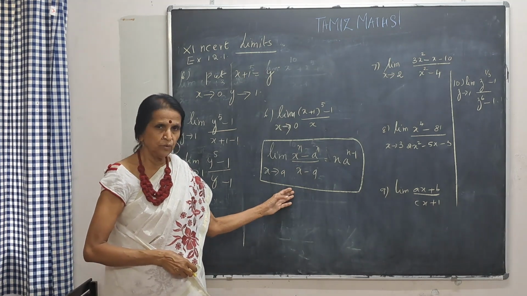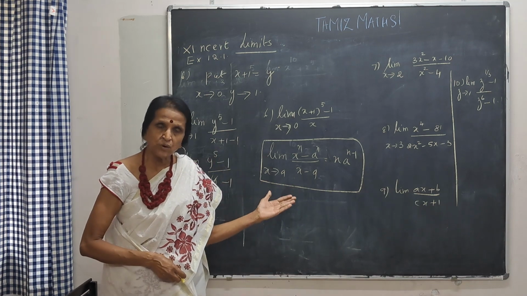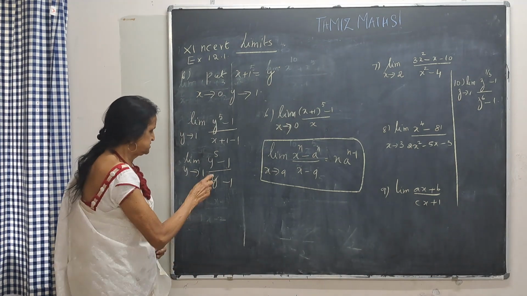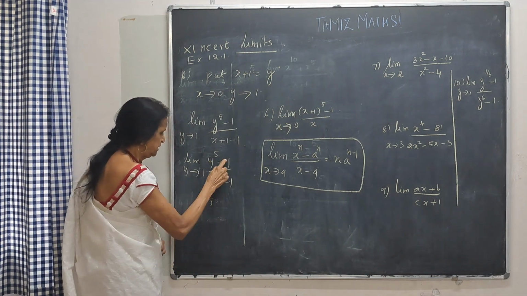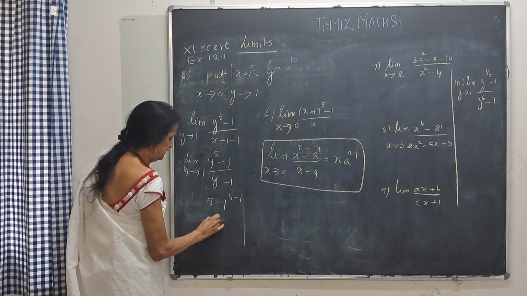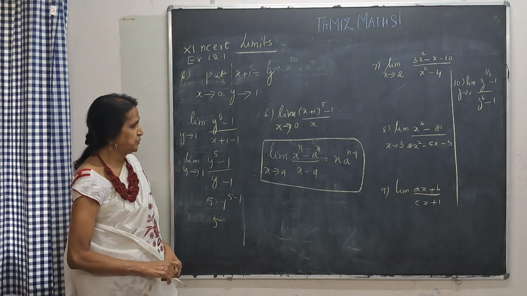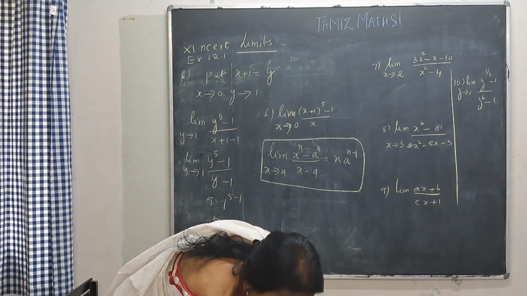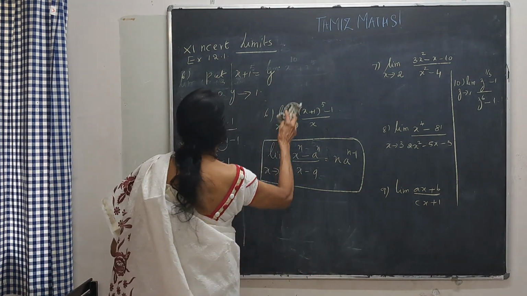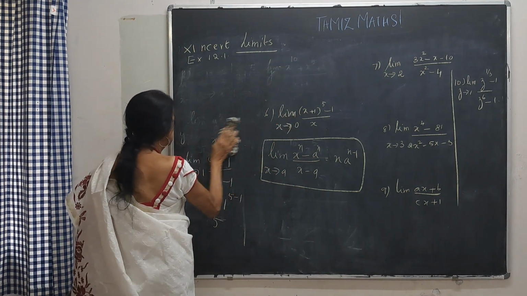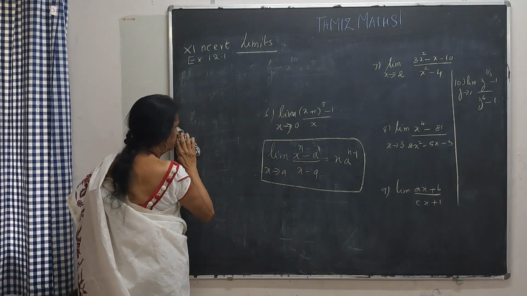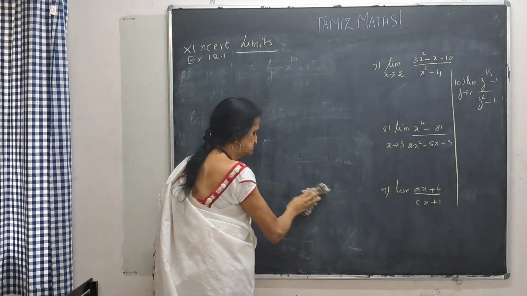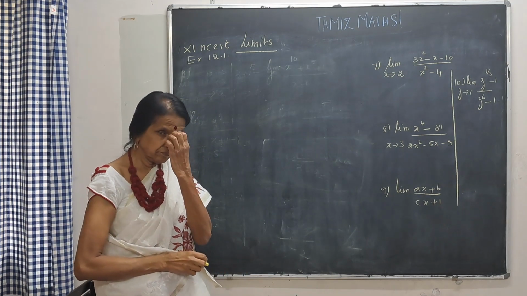I am not explaining how you get this formula, because already I derived one to show you how the formulas come. I did a big derivation. Now n is 5, n into a to the power of 5 minus 1. That is just 5. So the answer for problem number 6 is 5. Next we go for problem number 7.